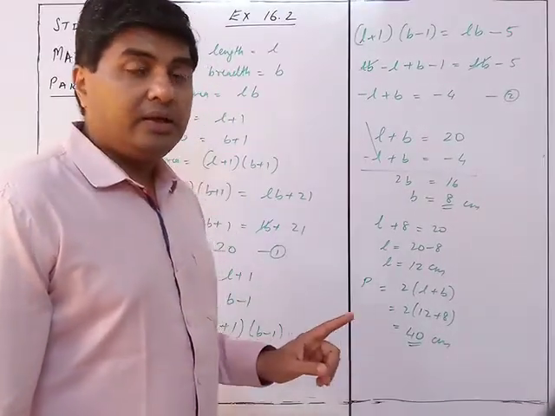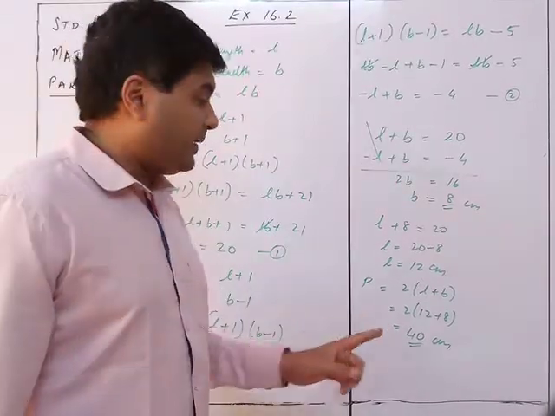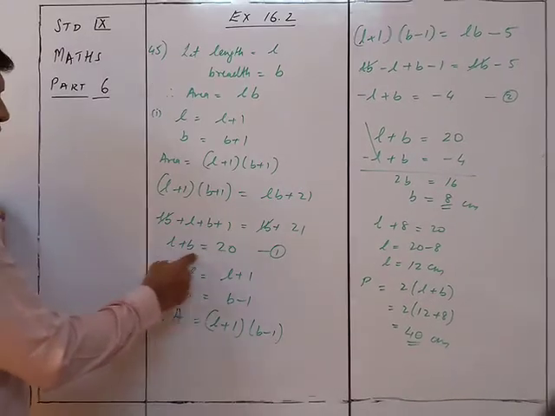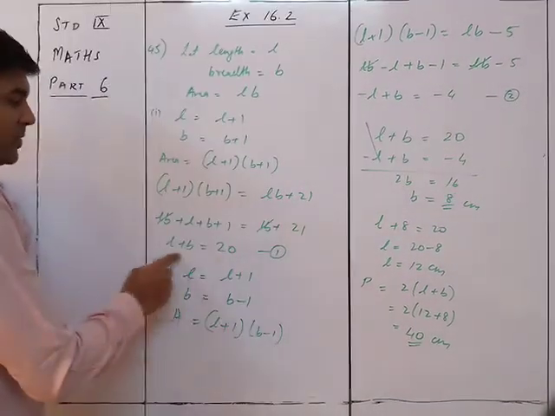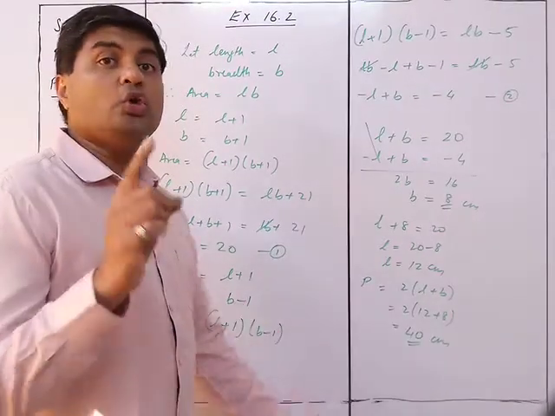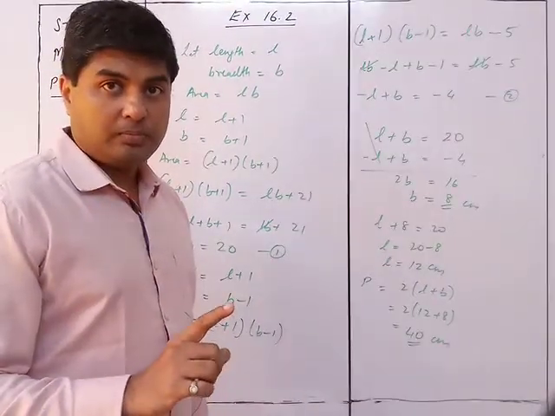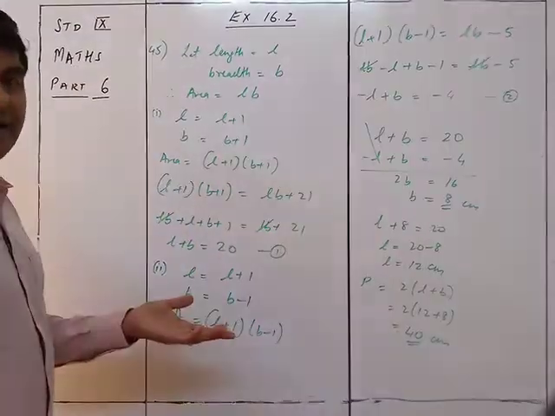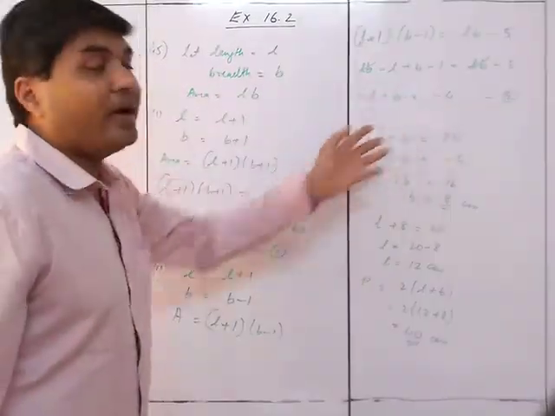If you see, they asked the perimeter. What is the formula of perimeter? 2 times (L plus B). And you can see in this step itself, you have known that L plus B is 20. So automatically 2 times (L plus B) will be how much? 40. So you can cut short. Got it? So in that case, the second case is not required at all.